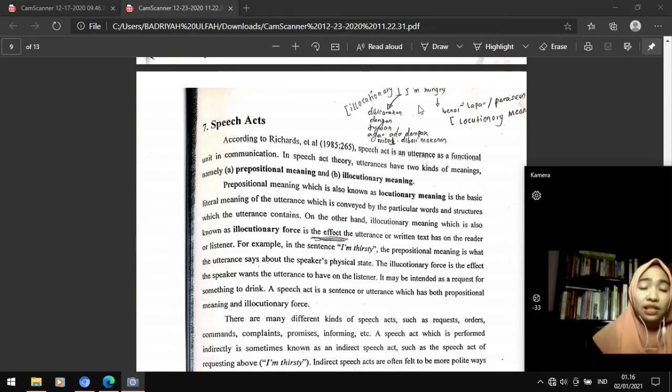I want you to be more diligent. I want to inspire you. Yeah, I want you to be better. I want you to have more excitement in doing this. Yeah, I want you to be better. I don't want you to be lazy. That's illocutionary.